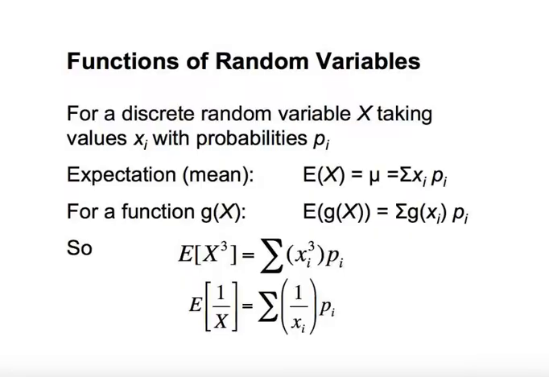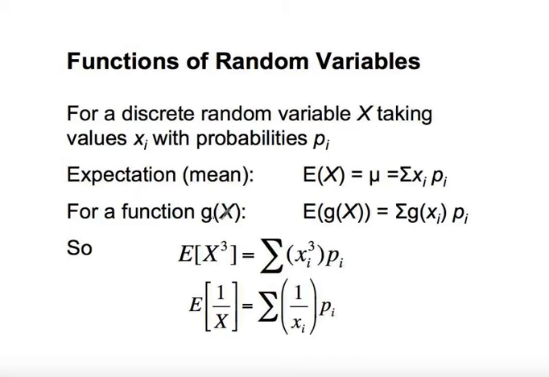Okay, moving on, we can look at functions of random variables. Now, we've actually already seen how we can do the function of a random variable, but let's introduce it formally. For a discrete random variable x, taking the values xi with probabilities pi, so that means these are the different values of x, and these are their matching probabilities. The expectation we've seen of x is given as the probability, pi, times the value of x.